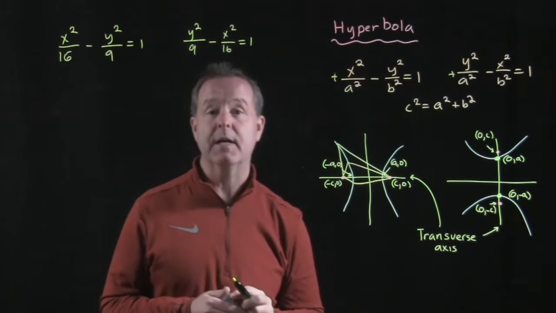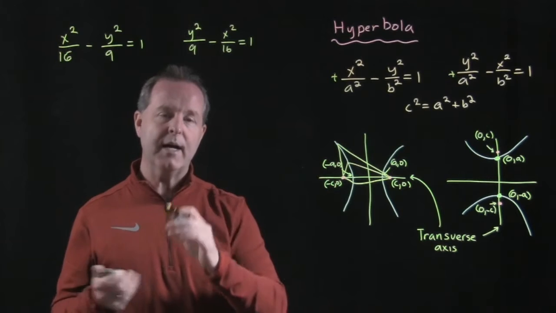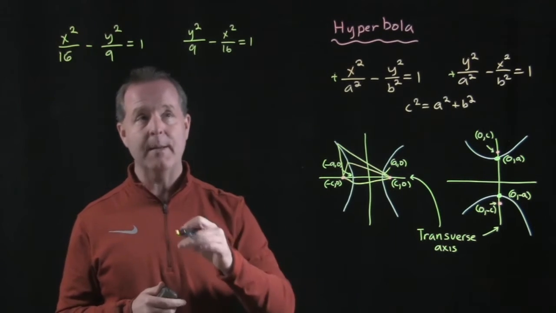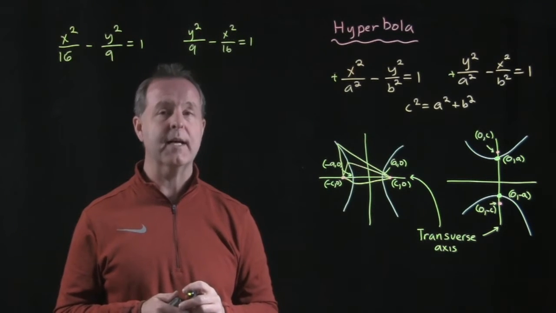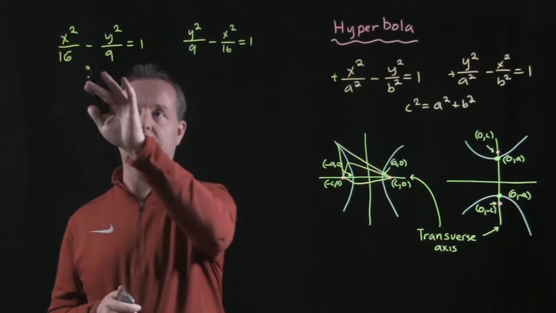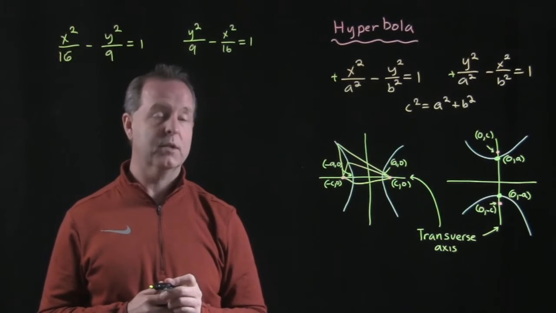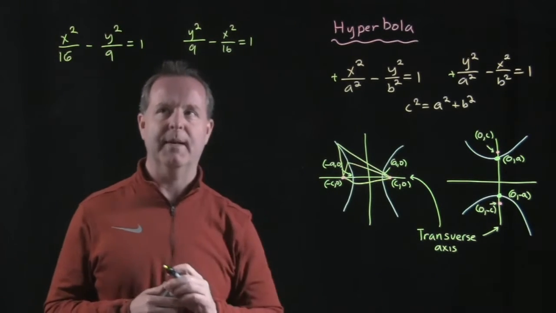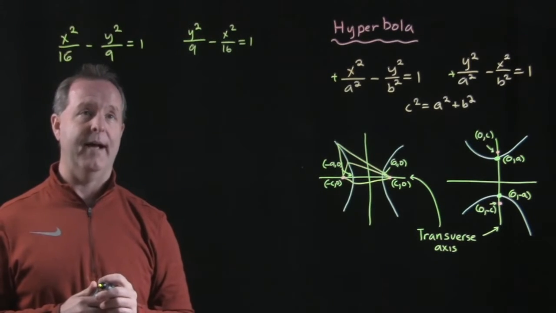So I have two examples up here. First of all, we need to identify what kind of conic section this is. Is it a circle? Is it a parabola? Is it an ellipse? Or is it a hyperbola? And it looks like a hyperbola. It looks like we have two different types. I notice that I have an x squared minus y squared, and a y squared minus x squared. So let's begin with the one on the left to figure out what we know and how to graph that.